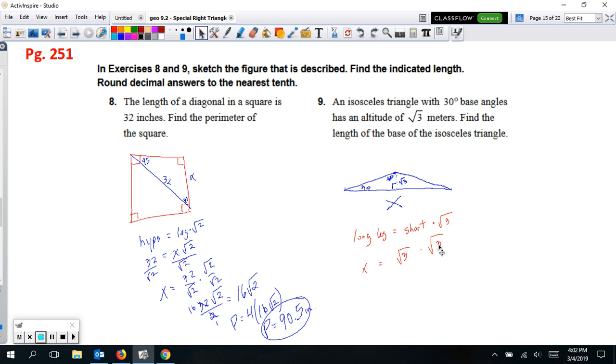The square root of 3 times the square root of 3 would be the square root of 9, which would just be 3. So the long leg, not the whole thing, just this one long leg right here, is 3. So that's 3 on each side. Adding those segments up, 3 plus 3, you get 6 for the base. So the whole thing is the base that we're looking for.